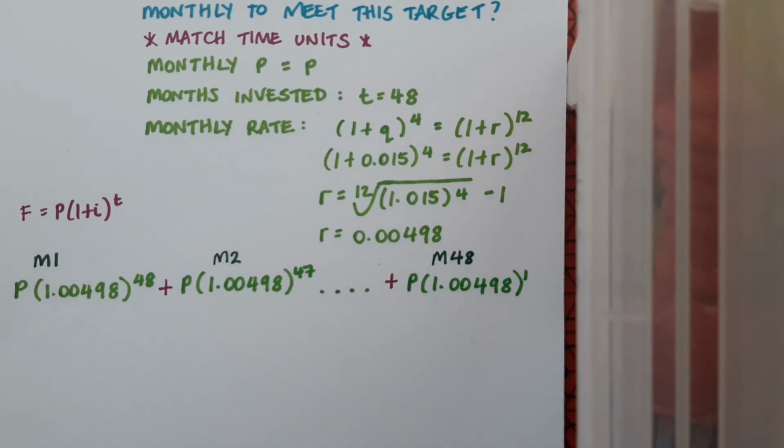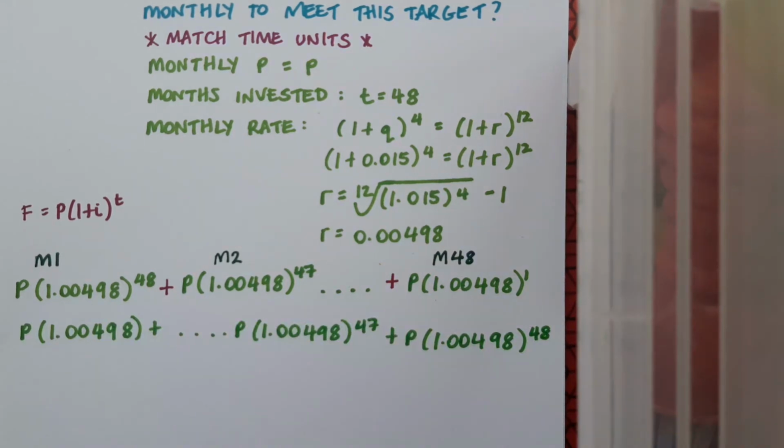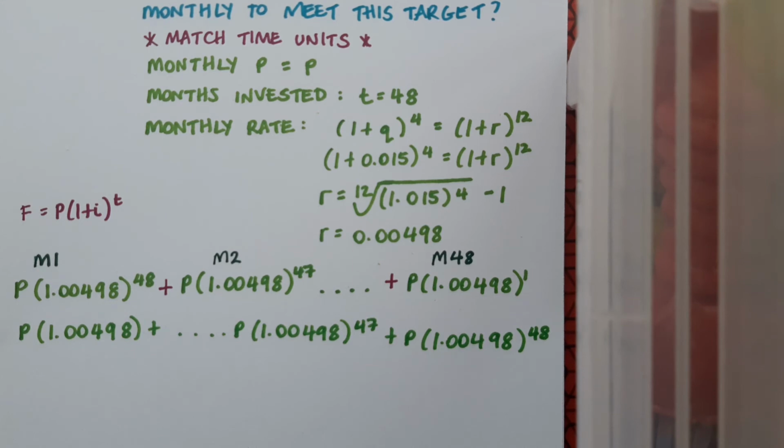And then just like before, I'll just reverse it, starting at the month 48 value and working on to the month 1. And then at this stage, I need to identify the values that I'll have to fill in to my sum of a geometric series formula.